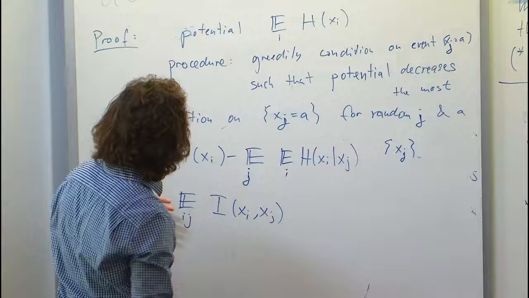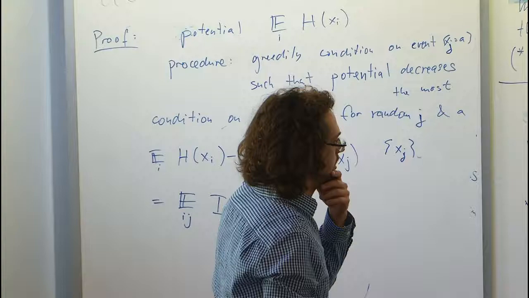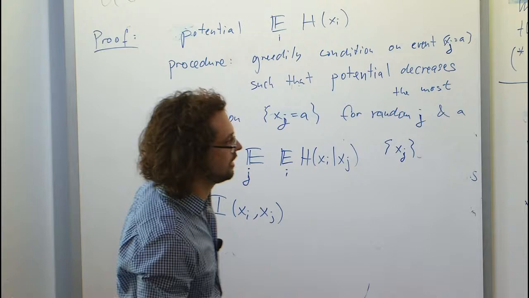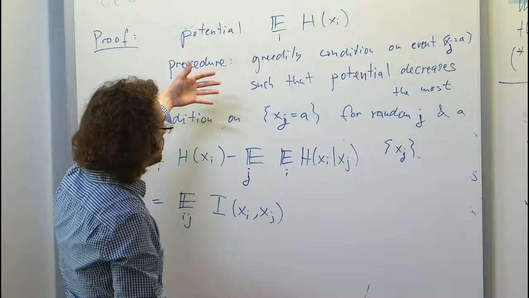And this potential here is always non-negative. Initially, it's at most log k, and so it means that the degrees that this quantity is larger than log k over r can happen at most r times. Which gives you this. So we have to condition at most r times to get to a point where this here is small.